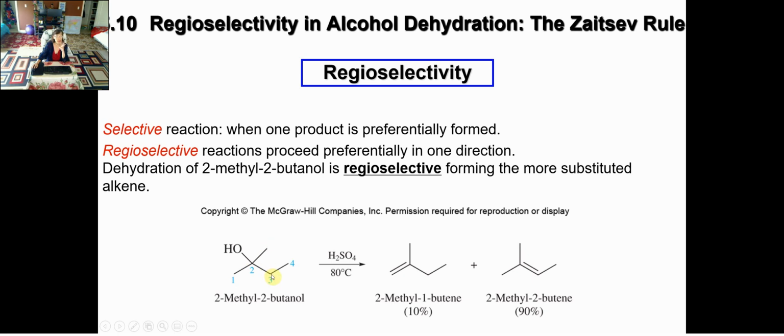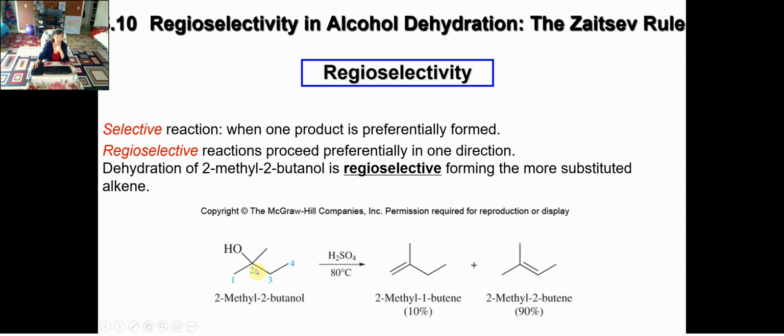Number 3 carbon, they're different from the others. So therefore, you have 2 different carbons. In your 2-methyl 2-butanol, you are going to have 2 different carbons. This carbon over here and this number 1 carbon, they are the methyl carbon, primary carbon. This number 3, you call the secondary carbon. Secondary carbon, as we studied before, is going to result in the more substituted alkene.